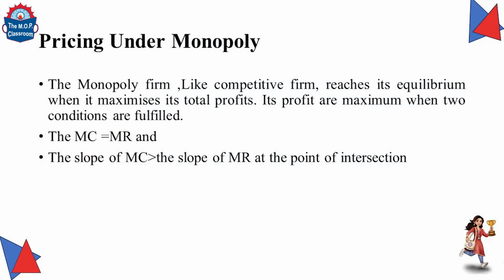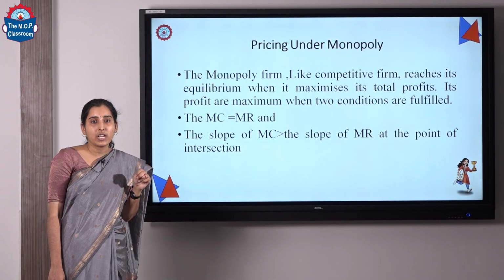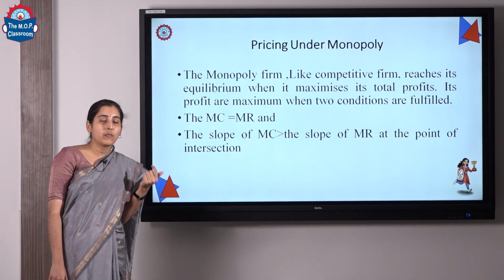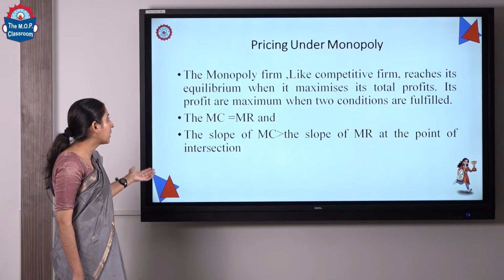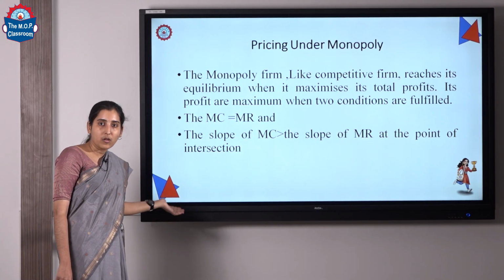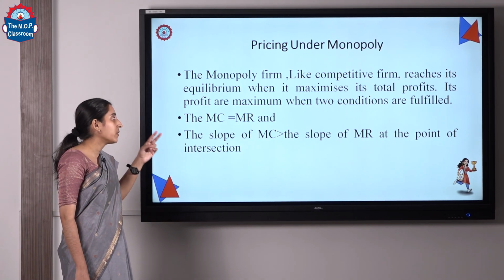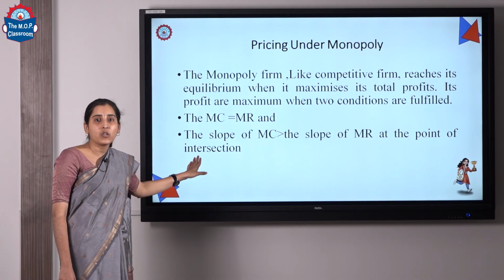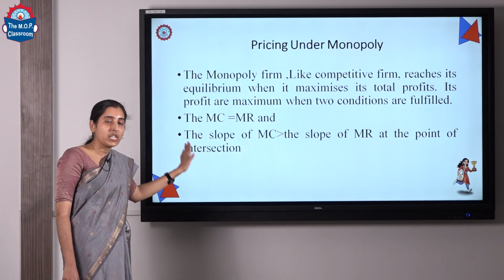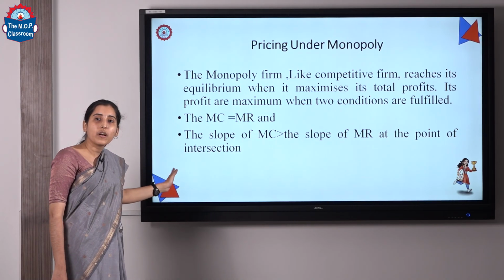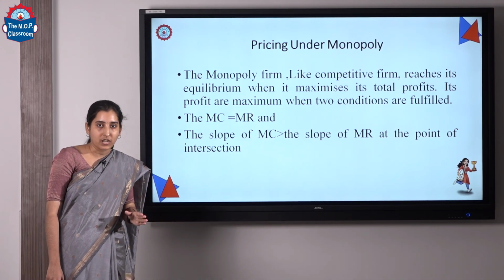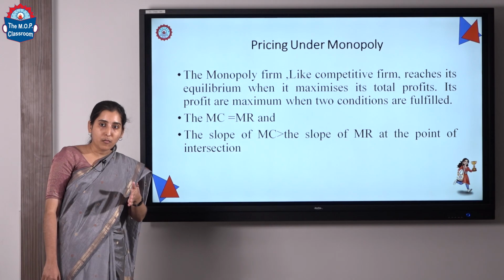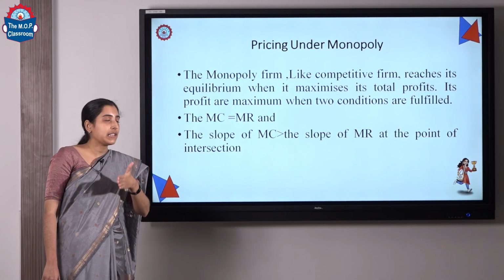When you talk about the pricing concept under monopoly, there are two things which need to be satisfied. One is the equilibrium point, and the second one is profit maximization. The equilibrium of a firm, or the market situation, is attained by two conditions. One is MC equals MR: the marginal cost curve equals the marginal revenue curve, and the slope of the MC curve is greater than the slope of the MR curve at the point of intersection. From this we derive the equilibrium point, and from there we attain the price and output determination.